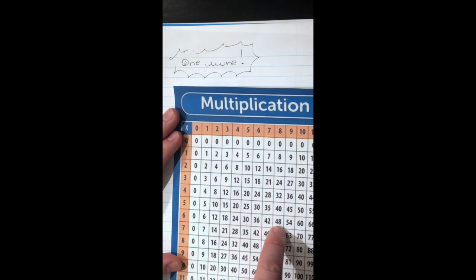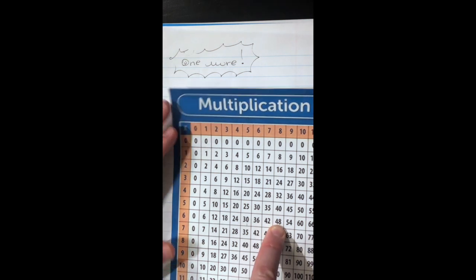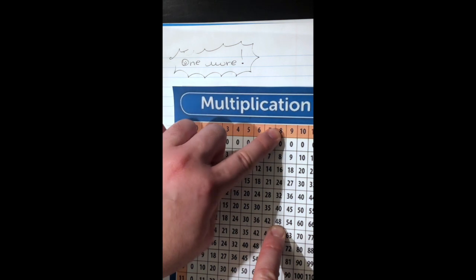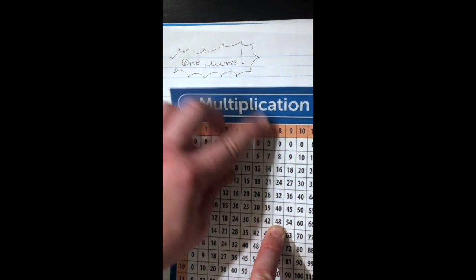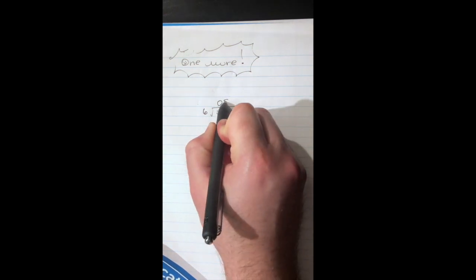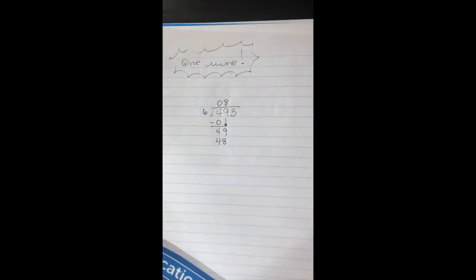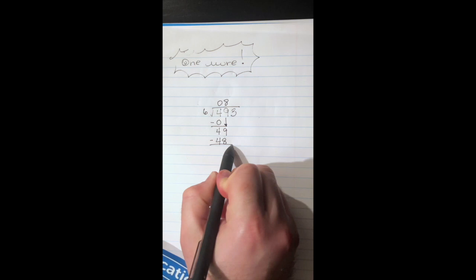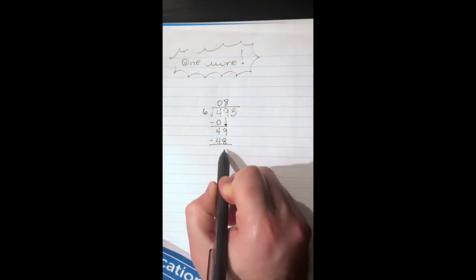Oh, right here. I see 48. I don't see 49, but 48's pretty close. 54 is definitely too much. So I have to stop at 48 and use that. So 48 will go on the bottom, 8 will go on top. 48 on the bottom, 8 on top, right above the 9 that I just worked with. Then subtract. 49 minus 48 is 1.